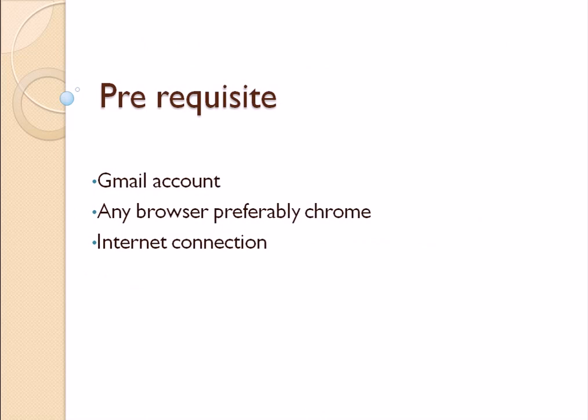These are the prerequisites for Apps Script. First, you need a Gmail account. Without that, we cannot start creating the script. Second, any browser, preferably Chrome, because Chrome is made by Google. Executing and debugging Google Apps Script is very easy when you use Chrome compared to other browsers. And third, you need an active internet connection, because all the scripts you are executing directly call the Google server. If you don't have an internet connection, you cannot execute any script which you have written.